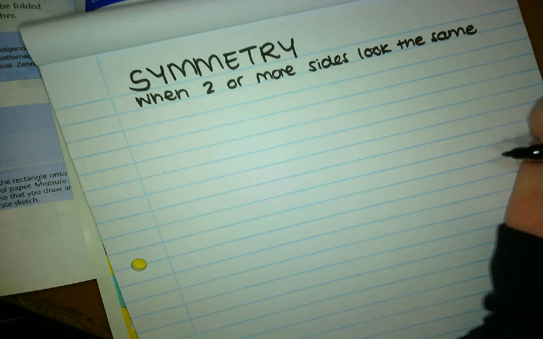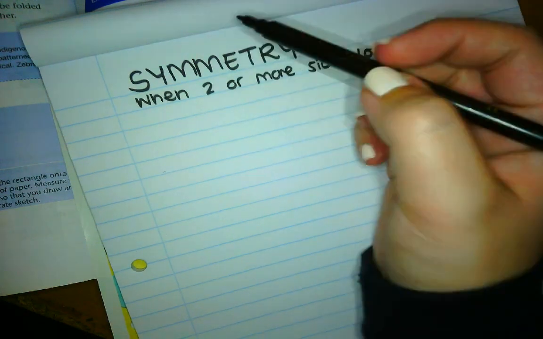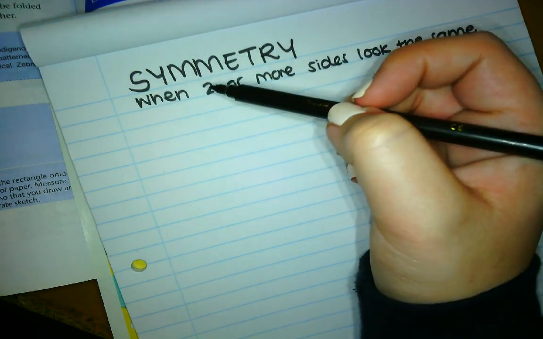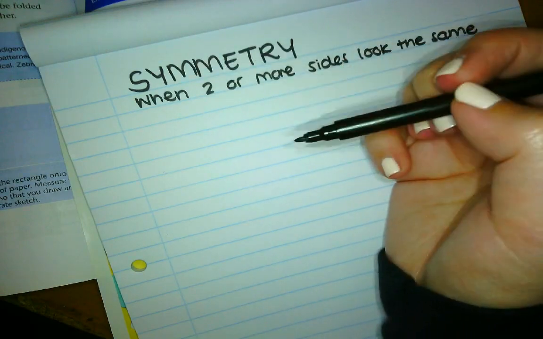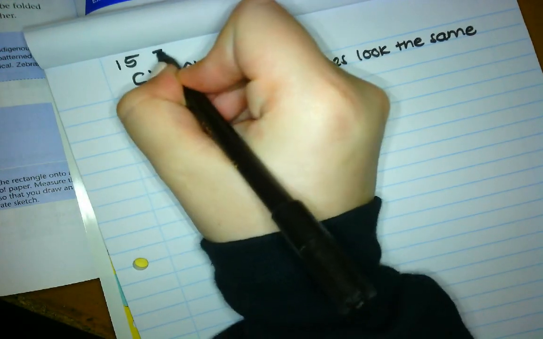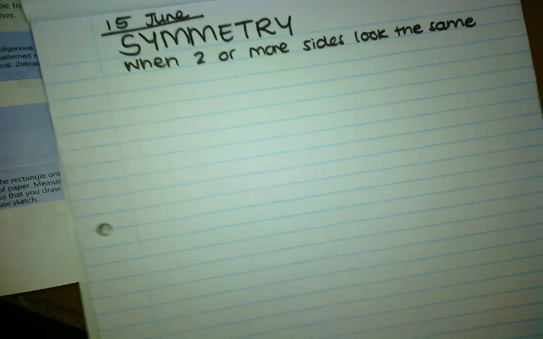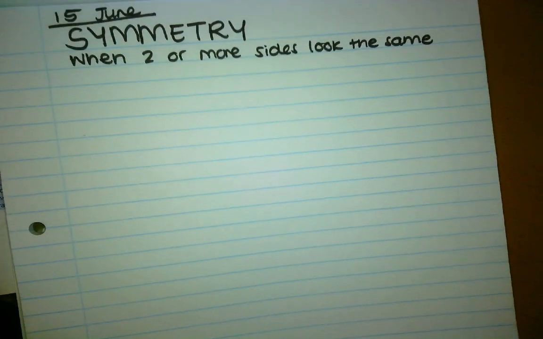Okay, and today is the 15th, eh? The 15th of June. No, write symmetry first, and then 15th of June. Or you can do it however you want to. It's fine. Or you can write 15 June up here. Not like that, obviously. Okay.